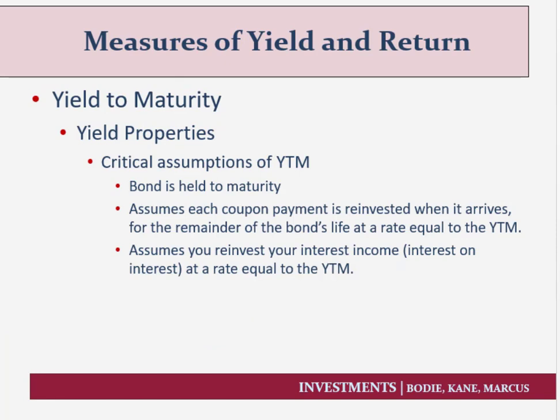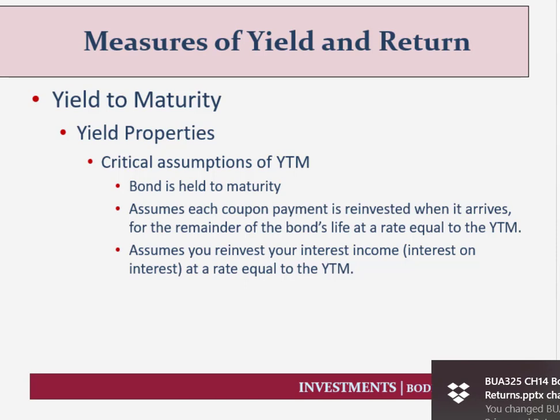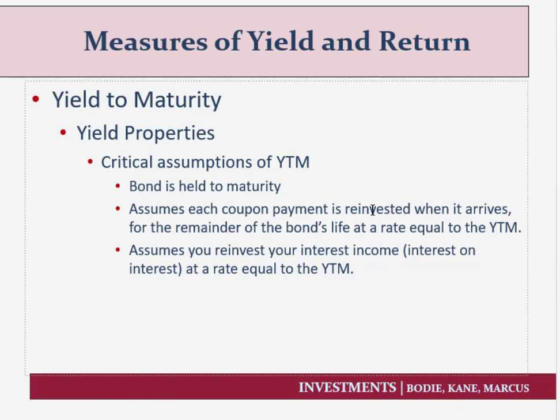So the yield to maturity, right? It's a calculation, right? We're solving for this R, but it has some challenges with it. Number one is it assumes you hold the bond to maturity. It also assumes that whatever coupon you receive, you're going to reinvest it for the remainder of the bond's life at a rate equal to that yield to maturity. Well, if interest rates are falling, that might not be possible.